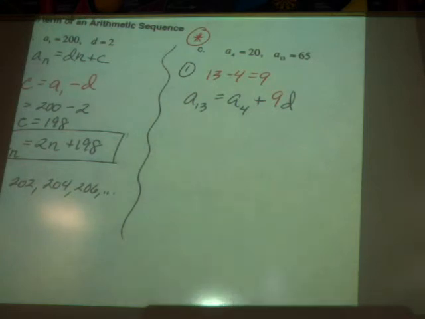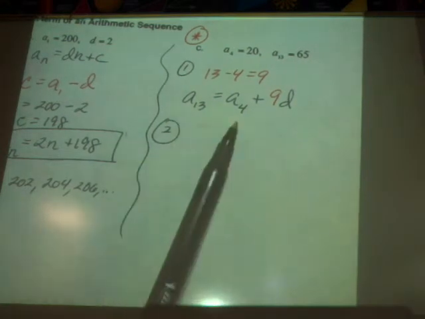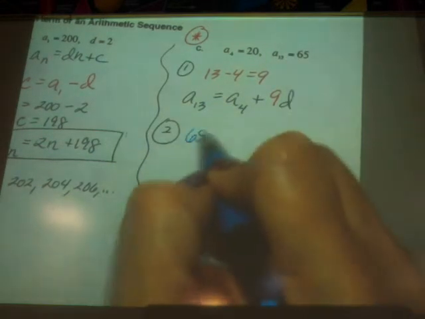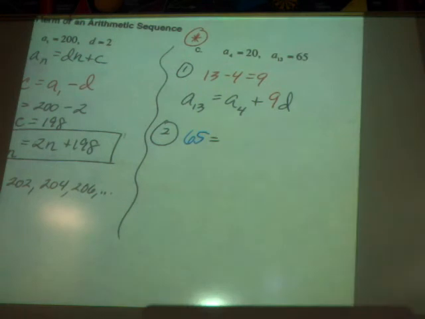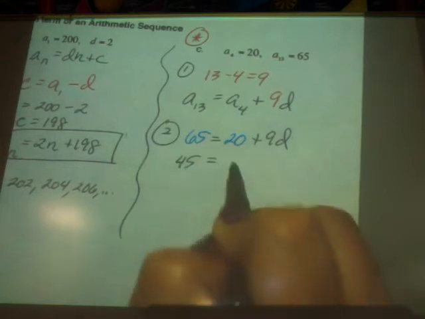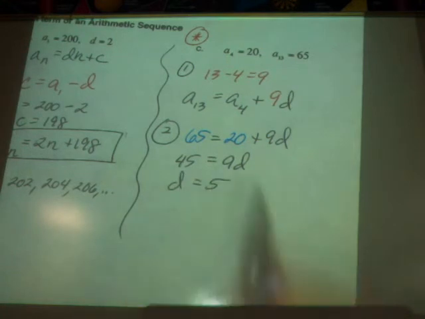All right, so that's step 1. Can I do anything with that right now? What can I do? Do I know a sub 13 and a sub 4? So let's plug them in. So I'm going to replace a sub 13 with 65 equals, I'm going to replace a sub 4 with 20 plus 9d. Now, I want to be able to solve for d. So subtract 20, I'll get 45 equals 9d, and divide by 9, what does d equal? 5. So I have a common difference of 5.